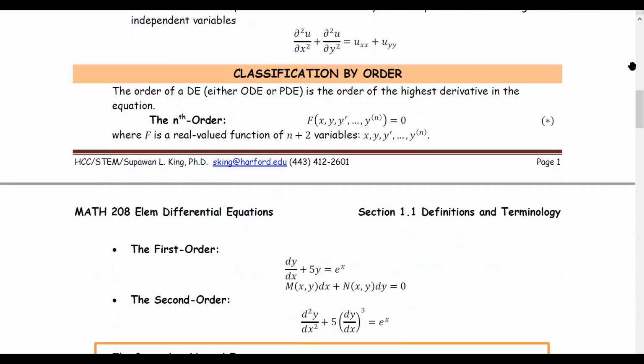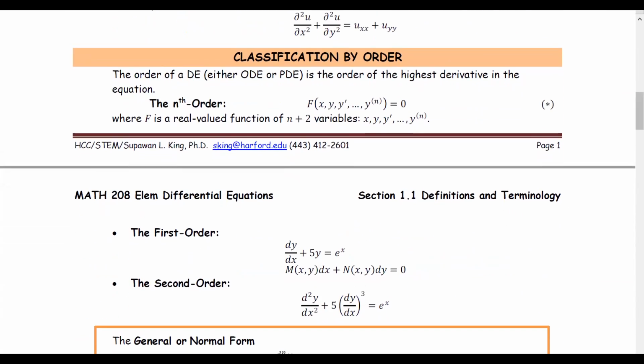Classification by order. The order of a differential equation is the order of the highest derivative in the equation. Like the first order, dy/dx plus 5y equals e to the x. We see the derivative part is dy/dx, which is order 1, or first order.